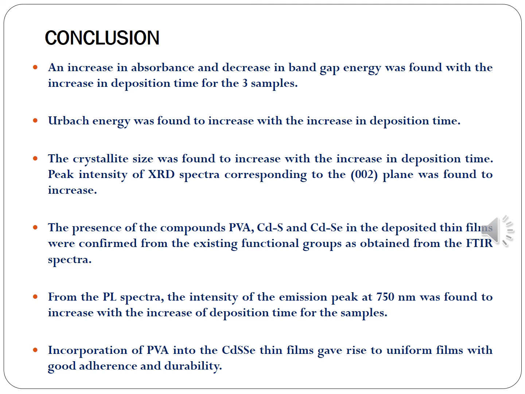The presence of the compounds polyvinyl alcohol, cadmium sulfide, and cadmium selenide in the deposited thin films was confirmed from the existing functional groups as obtained from the FTIR spectra. From the PL spectra, we found that the intensity of the emission peak at 750 nanometer increased with the increase of deposition time for all the samples. The incorporation of PVA into the CdSSe thin films gave rise to uniform films with good adherence and durability.